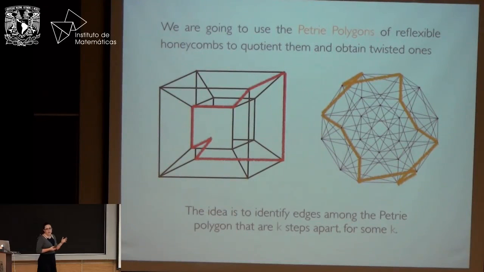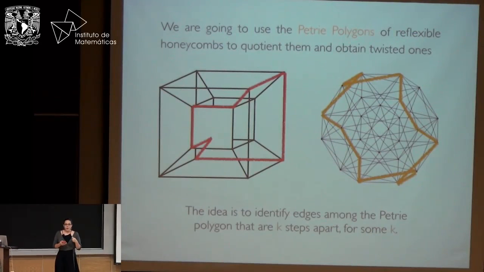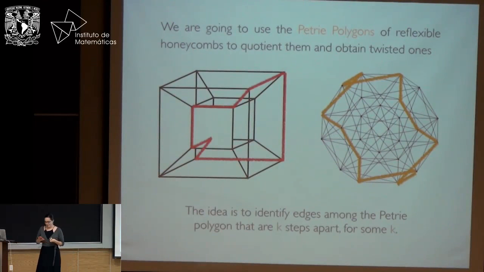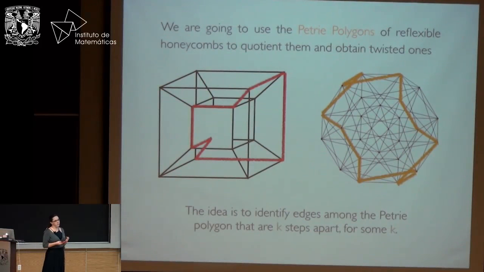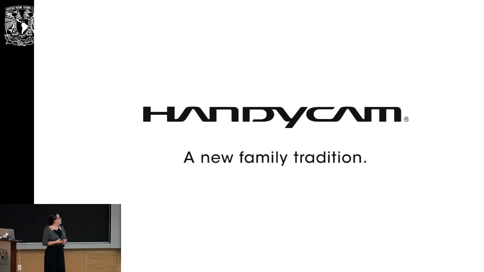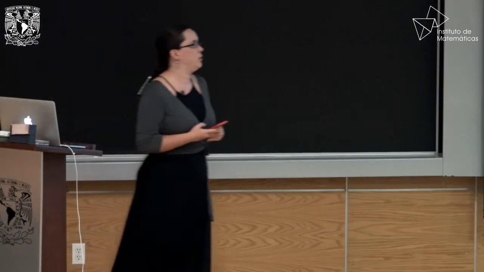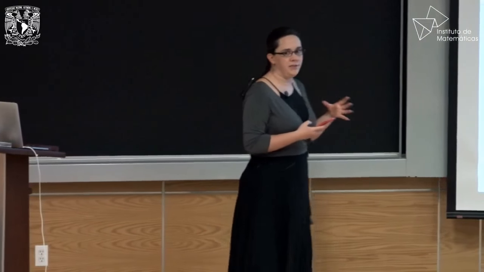For the finite ones, I could start drawing and then try to figure out if I can do it or not. For the infinite ones, that's much harder. I'm not going to be able to do it. So what I do is that I use the group of the tessellation of the honeycomb. So the symmetry group of one of these 11 regular honeycombs, {P,Q,R}, is generated by four involutions that I'm going to call R0, R1, R2, and R3, and they satisfy certain things.